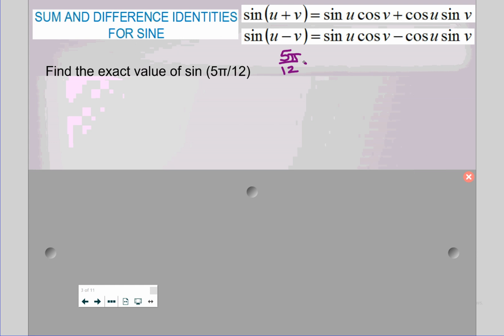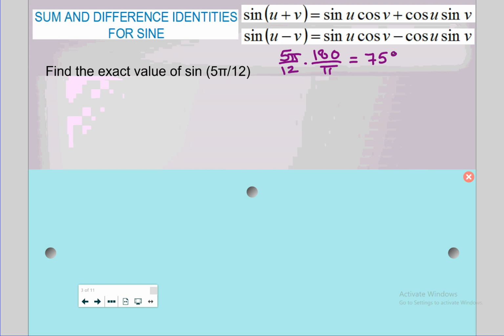If you feel confident with the radians, keep the radians. That's fine. 180 over pi. My pi's will cancel. 5 times 180 divided by 12. I get 75 degrees. Okay, so we are finding the sine of 75 degrees. Can you think of two angles that add or subtract from our unit circle to get to 75?